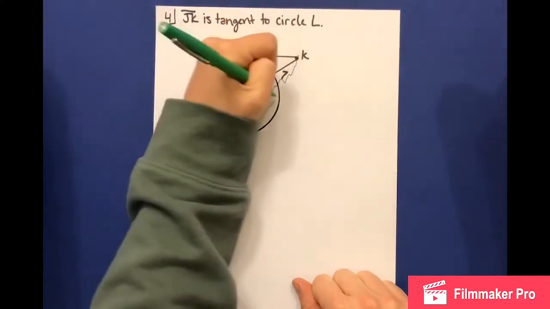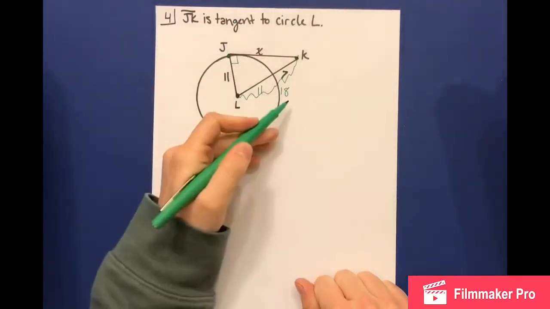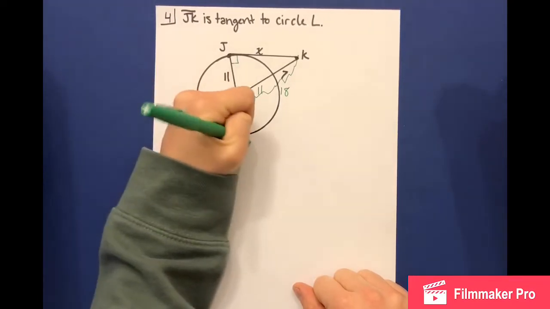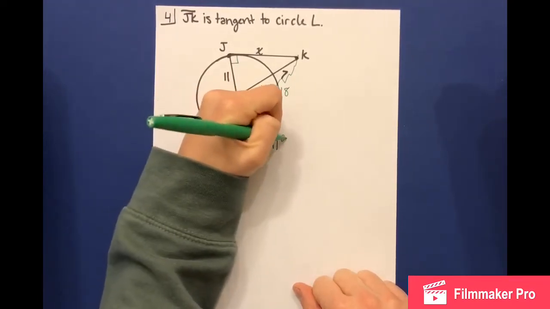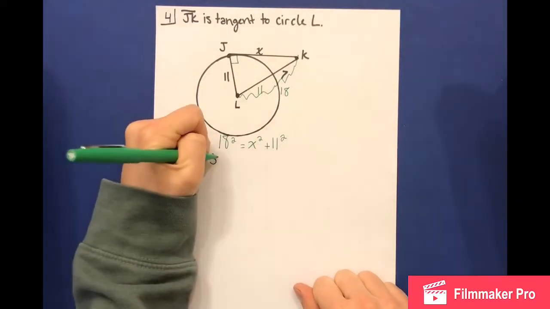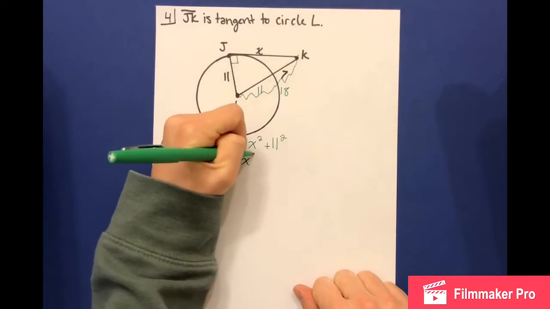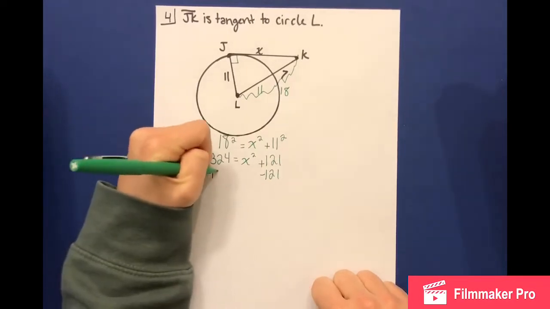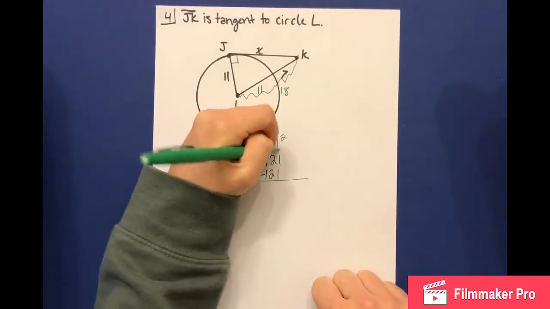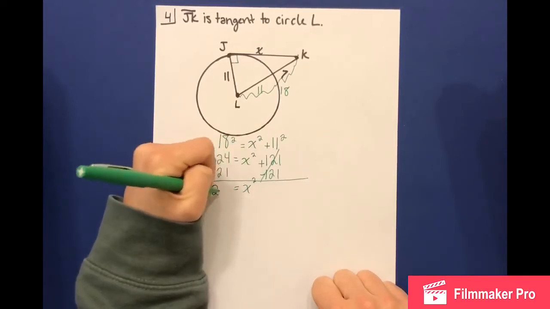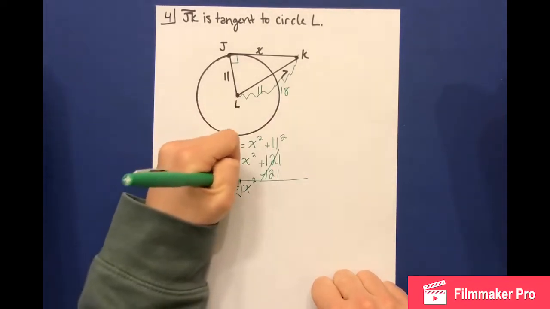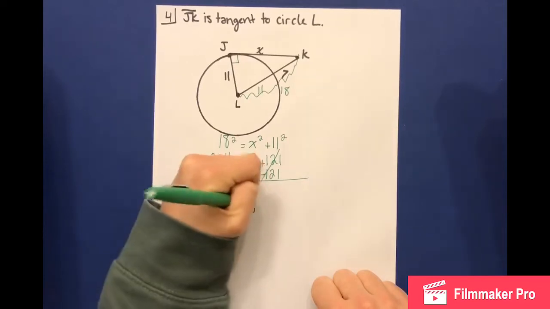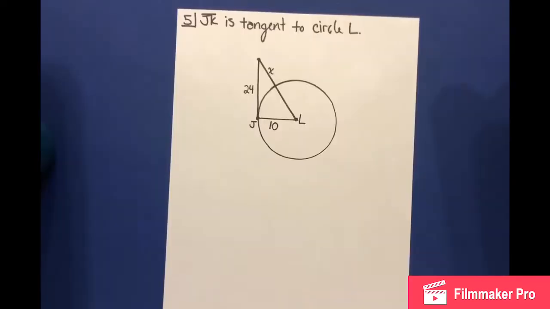So what I have here is a length of 18, and in this case, that's actually my hypotenuse. So I'm going to do c squared, so 18 squared equals x squared plus 11 squared. 18 squared is going to be 324 equals x squared plus 121. Subtracting off 121, subtracting off 121. Here, I get x squared equals 203. I'm going to square root both sides. I get x equals 14.2, and that is my answer for right now.